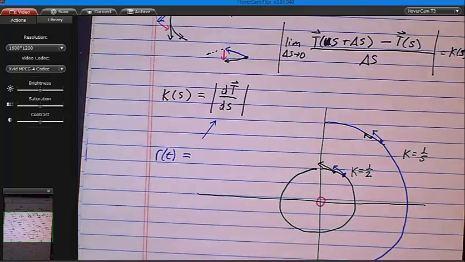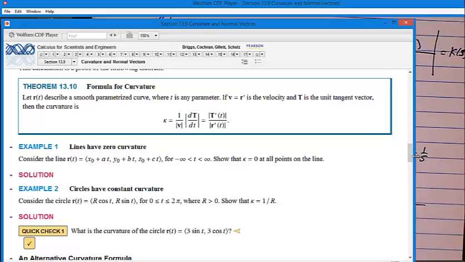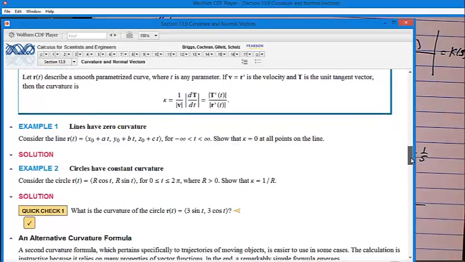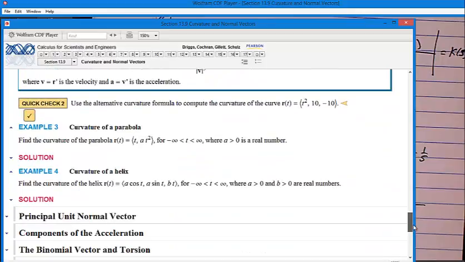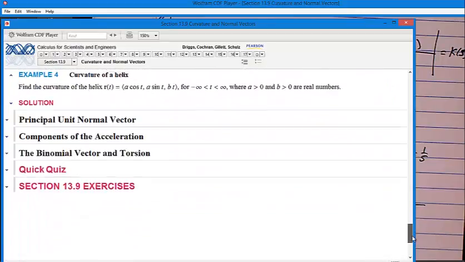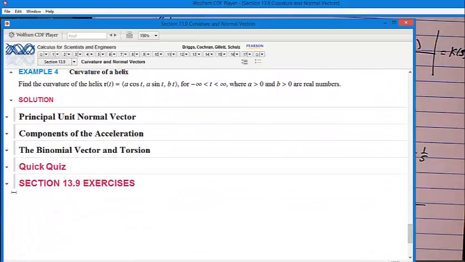Matter of fact, look at the homework here. So let's go to the homework problems. Zip ahead. Oh, well, yeah, quick check 1. You guys had to do this, right? The curvature of that circle. Should I do that one or jump ahead to these? Jump ahead? So look here. Basic skills, guys.